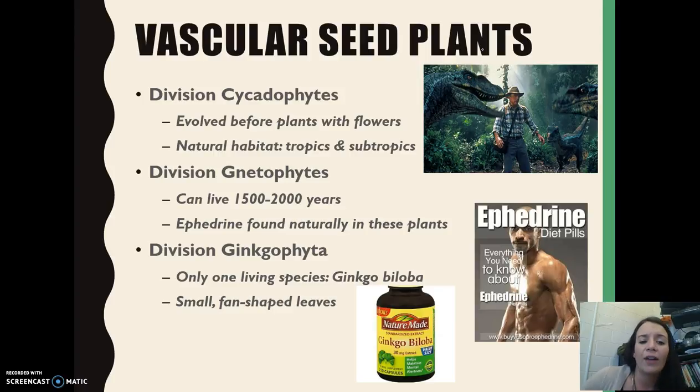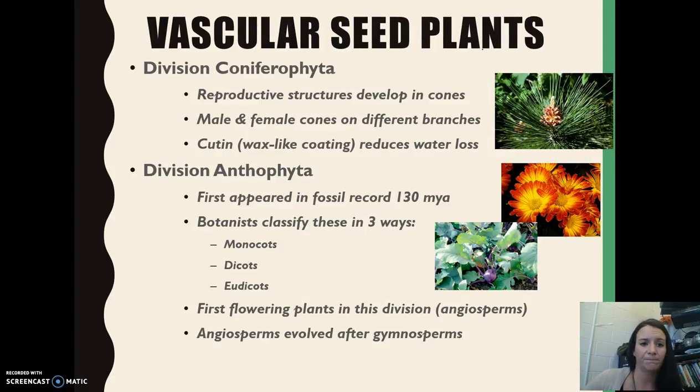The division Cnidophytes, these can actually live 1,500 to 2,000 years, and ephedrine is naturally found in these plants as well. Ginkgophyta, there's only one species left in this division, and it's Ginkgo biloba, and it's also an extract, kind of a thing that you can buy at the grocery store too. And they have small fan-shaped leaves.